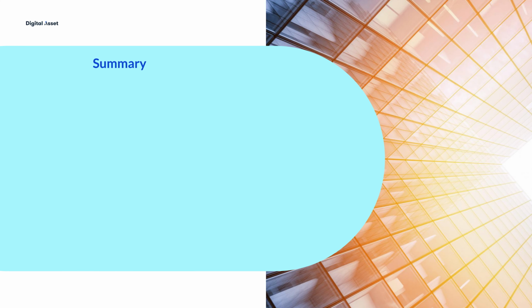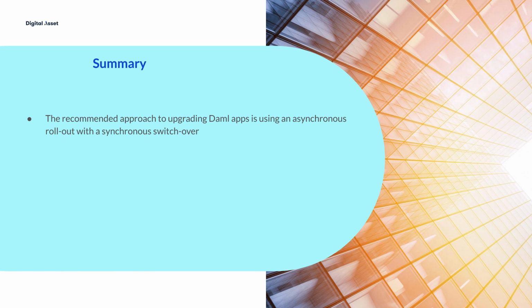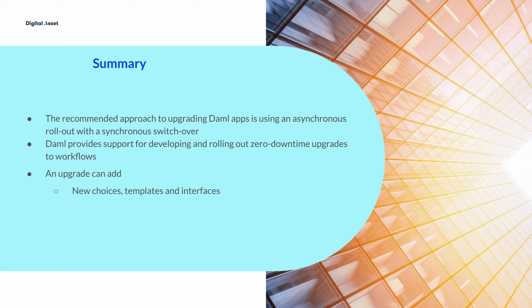To summarize, in this lesson we have learned that the recommended approach to upgrading Daml apps is using an asynchronous rollout with a synchronous switchover. Starting from Daml 2.9, Daml provides support for developing and rolling out zero-downtime upgrades to workflows. An upgrade can add new choices, templates and interfaces, change choice implementations, and add new optional fields to templates, interfaces, and choices. Conversion rules are defined for Daml values with newly added fields that make it easy for Ledger API clients to interact with multiple versions of the DAR files.